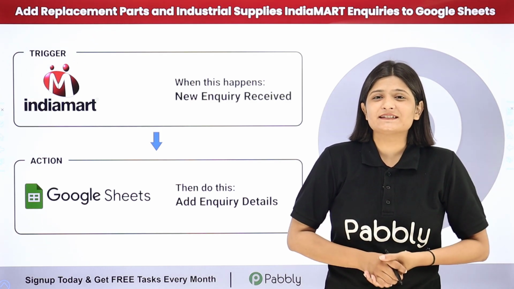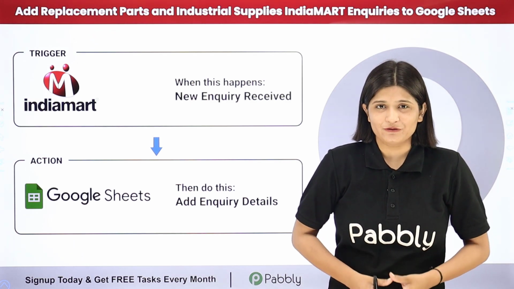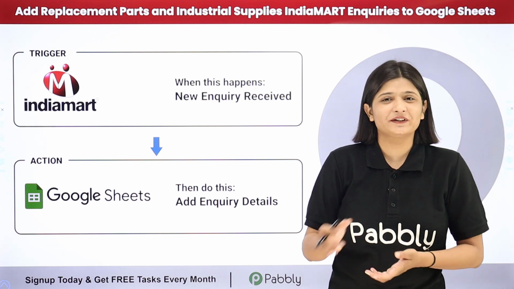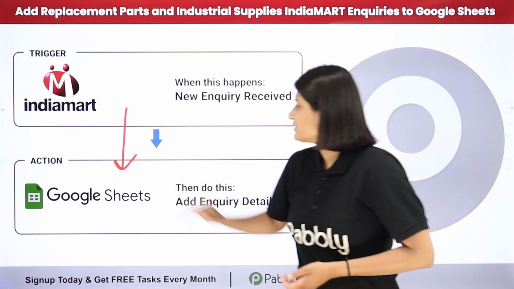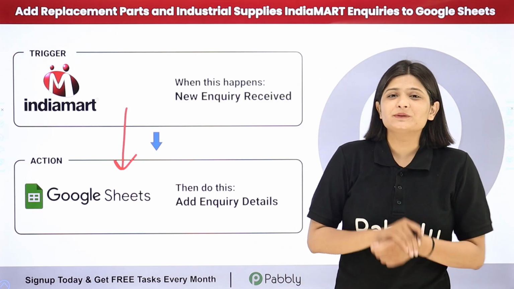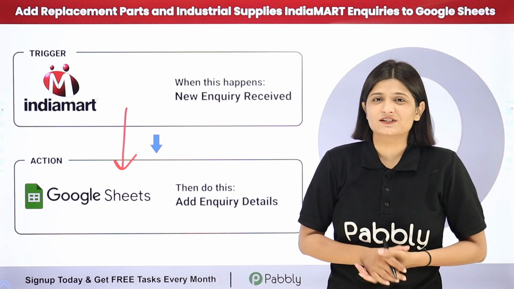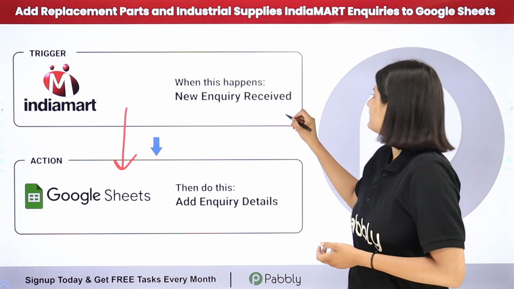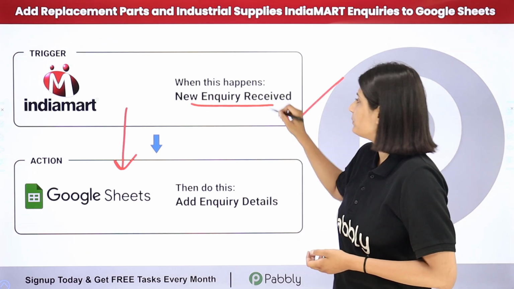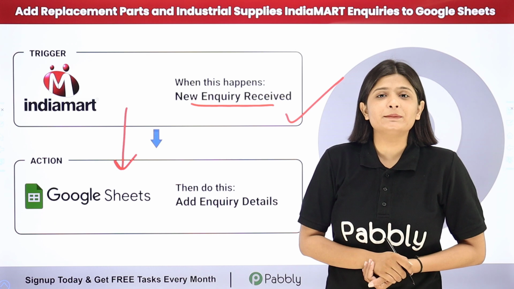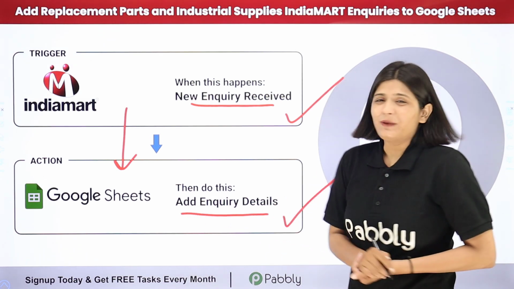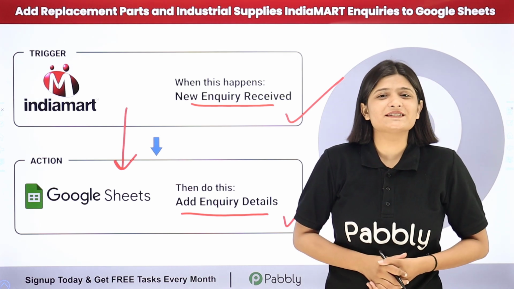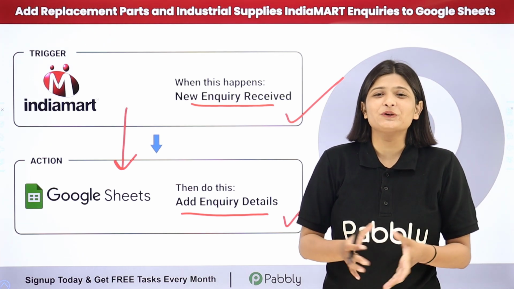So Pabbly Connect is an amazing automation and integration software which requires no coding or programming skills. Here I just need to build connection between IndiaMART and Google Sheets. Pabbly Connect runs on two principles, which is trigger and action. Here as my trigger application, I will take IndiaMART from where I will receive new inquiry, and in my action application I will take Google Sheets where I will add these inquiry automatically. If you want to learn this amazing automation step by step, let me take you all to my screen.